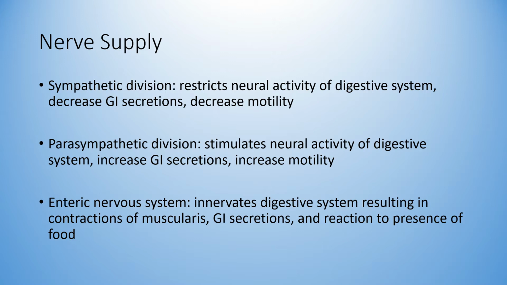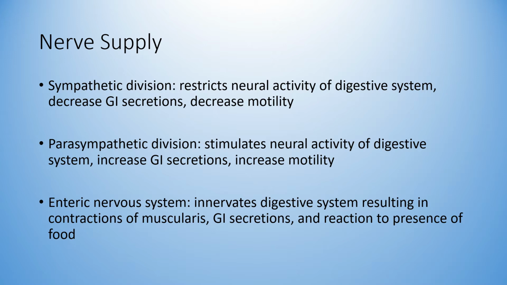In terms of nerve supply, when the sympathetic division, remember that's fight or flight, is activated, what is it going to do to your digestive tract or your digestive system? Well, it's going to start to inhibit or restrict some of the neural activity. It's going to decrease secretions, decrease motility. If you're in a crisis situation, breaking down food is not your main priority. Running or fighting might be your main priority. Increasing respiration rate, increasing blood flow, but not to the intestines.